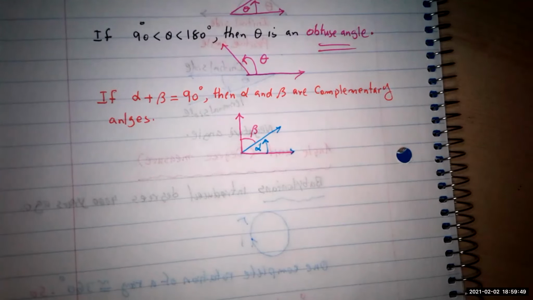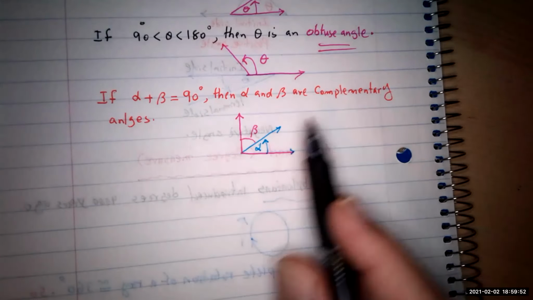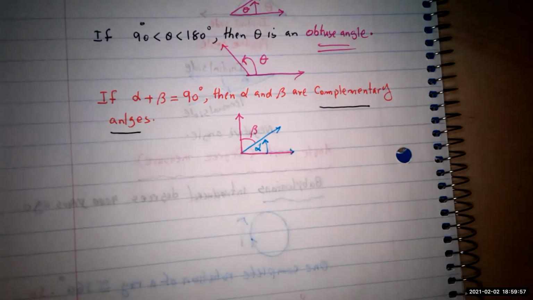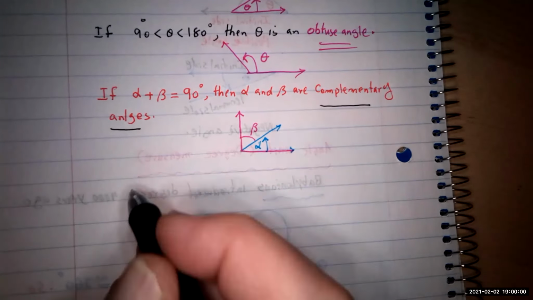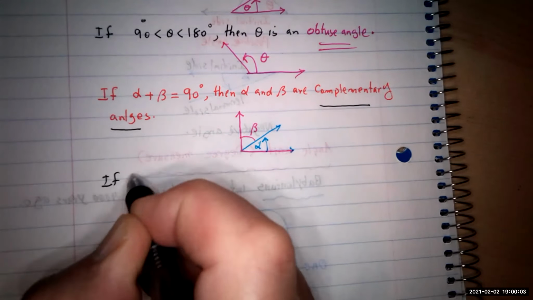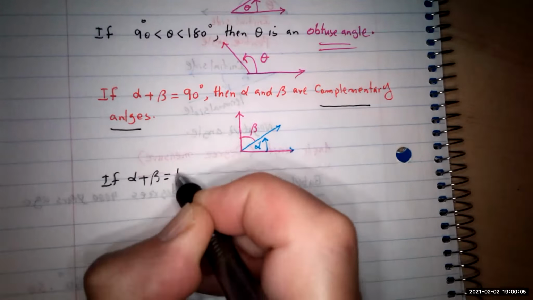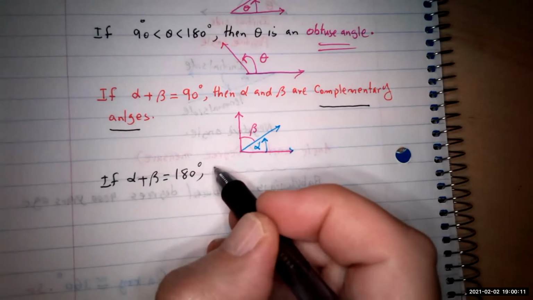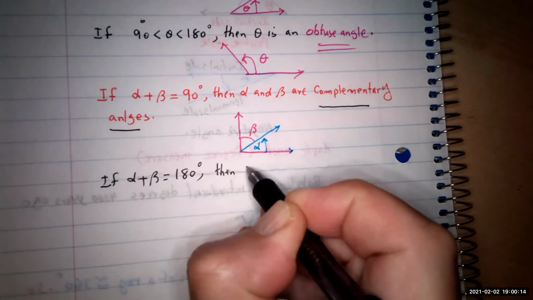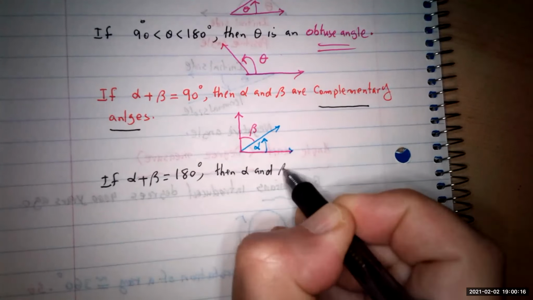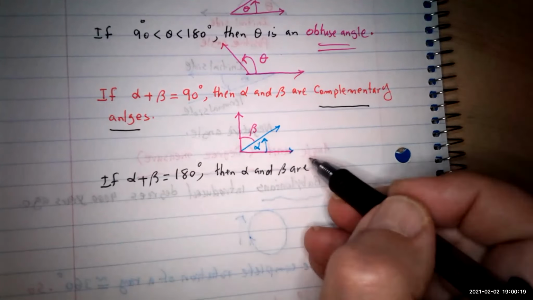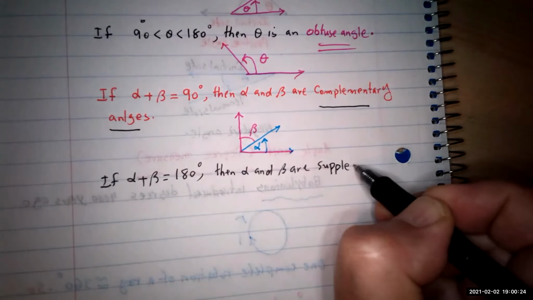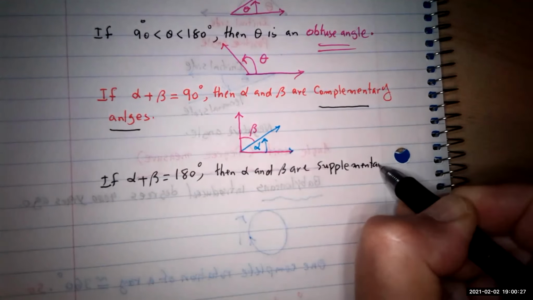And the last one that we are going to be interested in, this is going to use most of the time. So the complementary one, if the sum is 90 degrees. We have another one if the sum is 180. So if alpha plus beta is going to be equal to the 180, in this case, we say they are supplementary. So then alpha and beta are going to be supplementary angles.